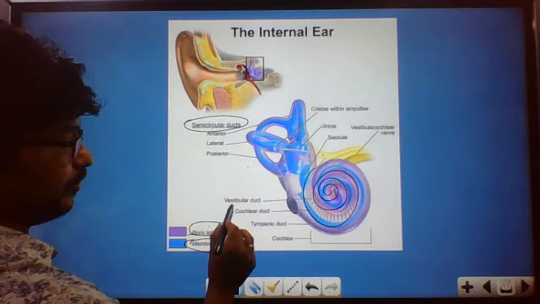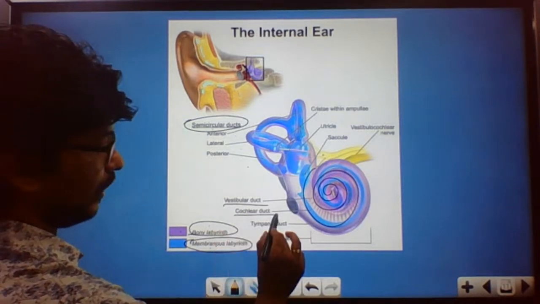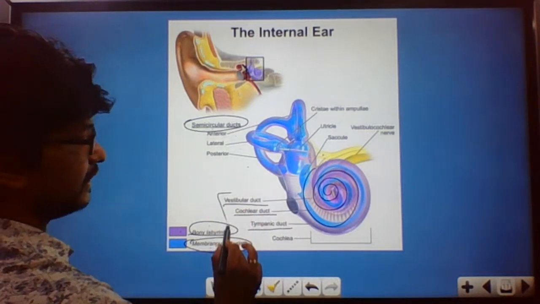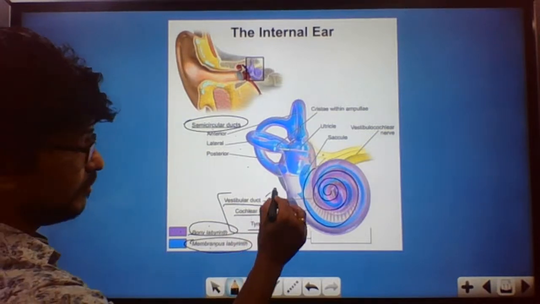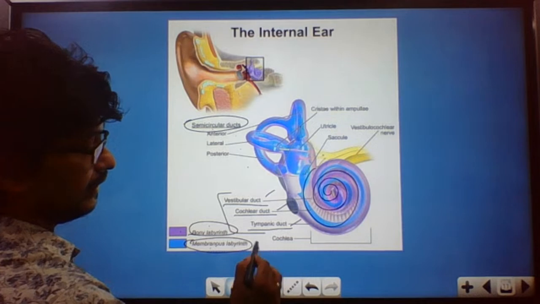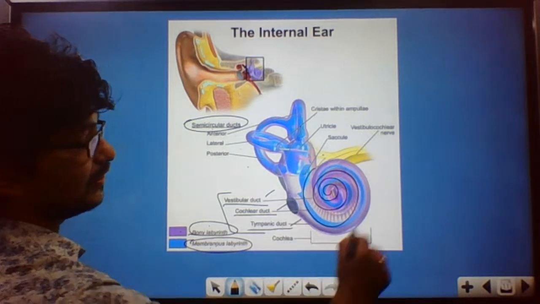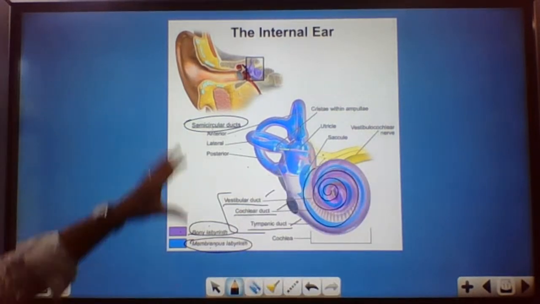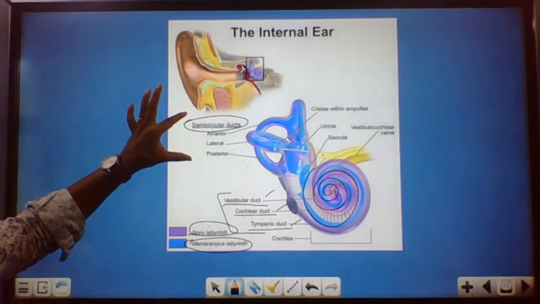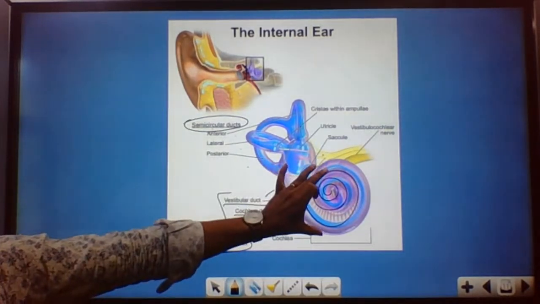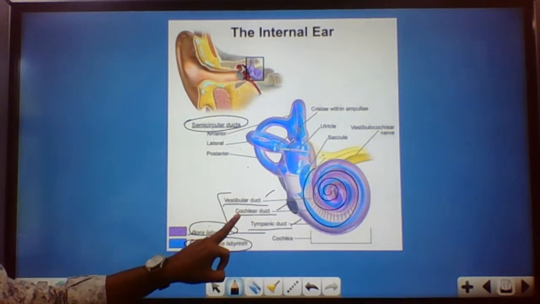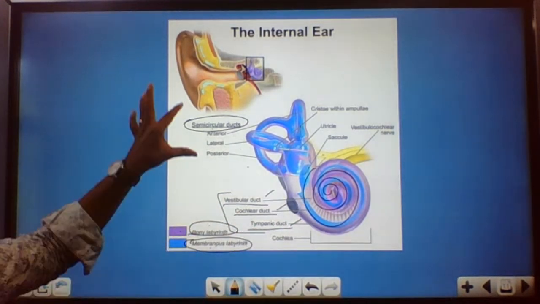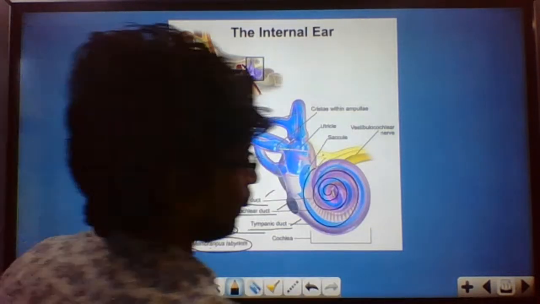This cochlea consists of the vestibular duct, the cochlear duct, and the tympanic duct. These are the three ducts that you could see in the cochlear region. Together, this constitutes what we call the internal ear. As far as the internal ear is concerned, we have the semicircular duct, and we're talking about the cochlea. In the cochlea, three ducts are present: the vestibular duct, the cochlear duct, and the tympanic duct. So, this is about the internal ear.